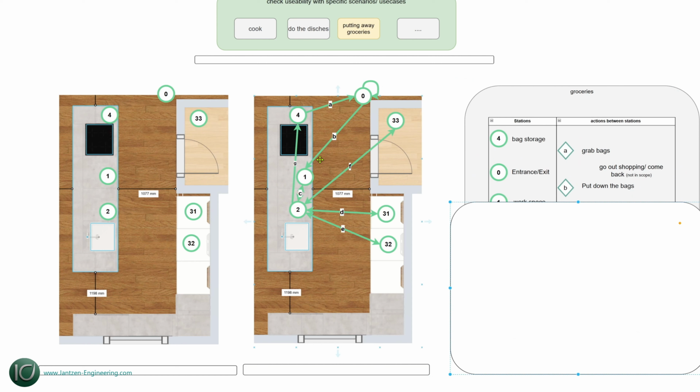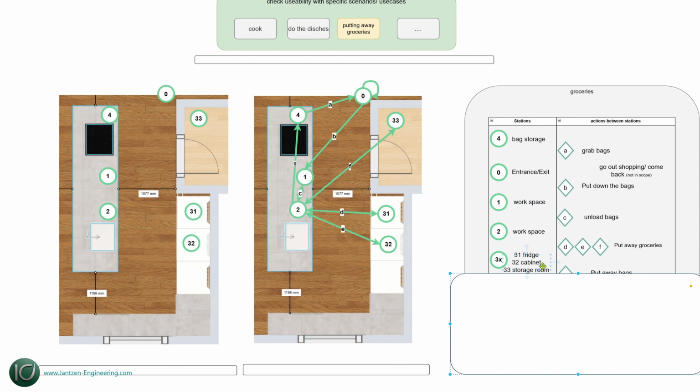putting down the bags on a working space, which is indicated by number 1. We unload our bags in a similar area right next to it. And we put away our groceries to 3 different destinations. To the fridge, it is 31. To the cabinet, 32. And the storage room, indicated here by 33. And at the end, we put away the bags back to the number 4.